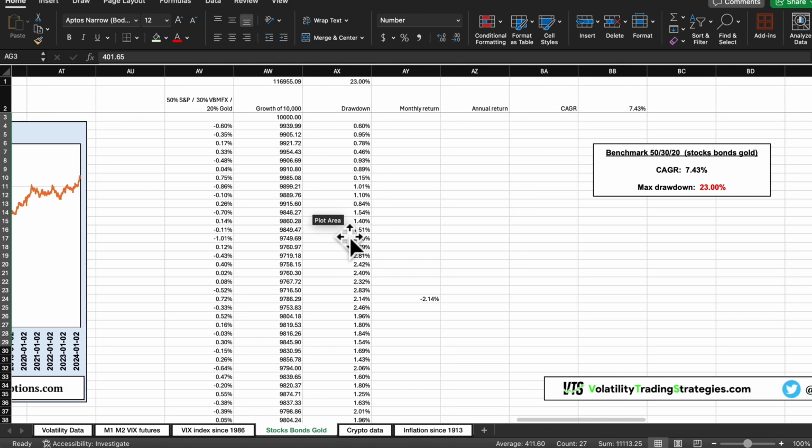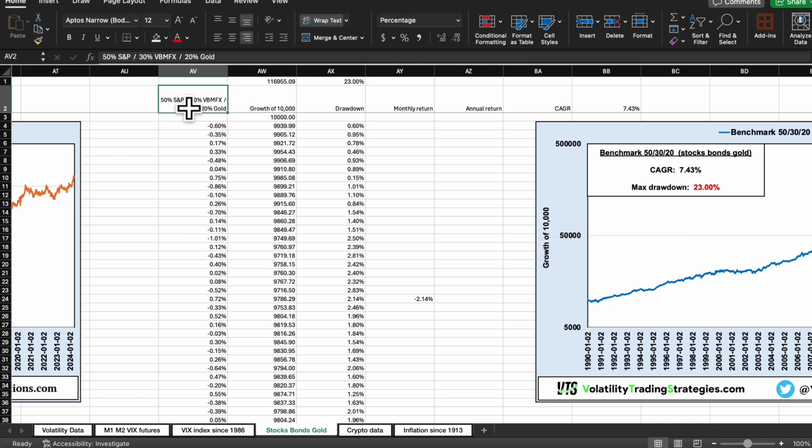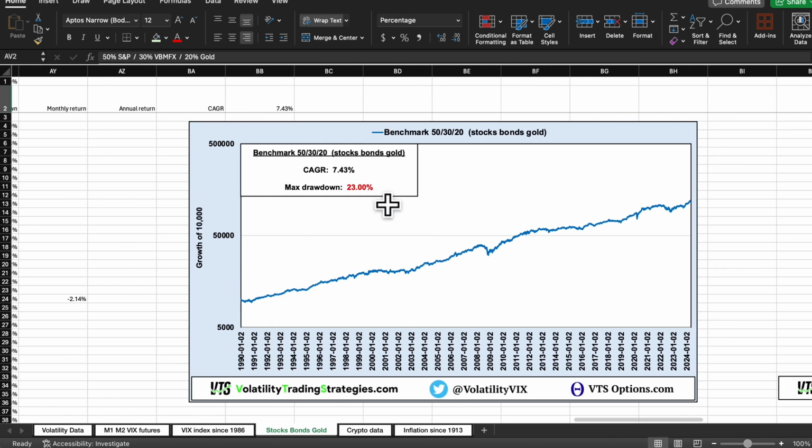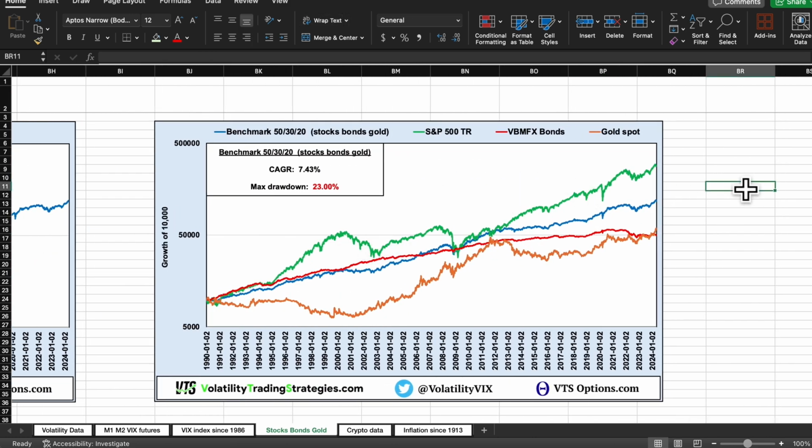So what you can do with this data, just so you have a realistic benchmark to measure your performance against, this is showing a 50-30-20, so total stock market, bond market, and gold. 50%, 30%, 20%, and that's what this looks like. Organized all on trading days, so you can just match it right up to any strategy that you're comparing to, and you're going to have this information. And then of course here it is on a chart, just so you can see visually.